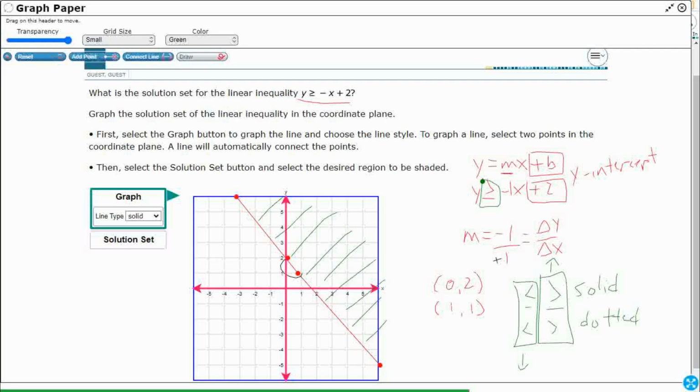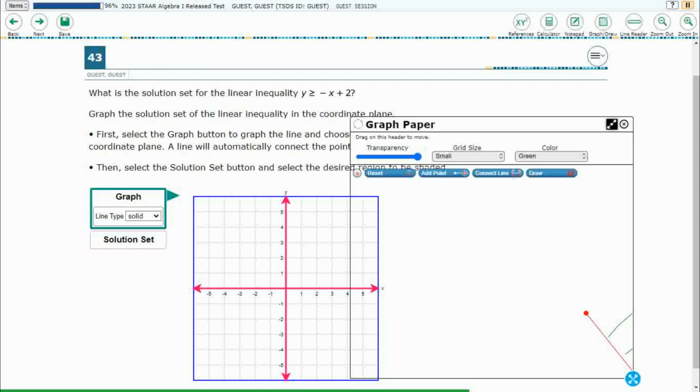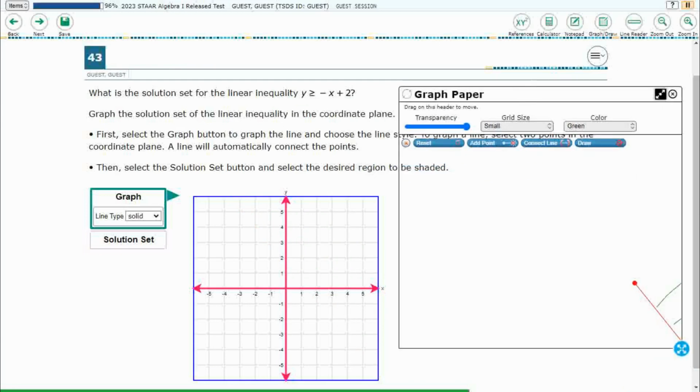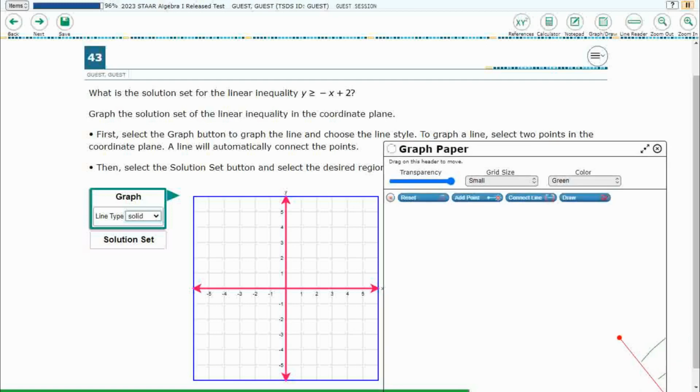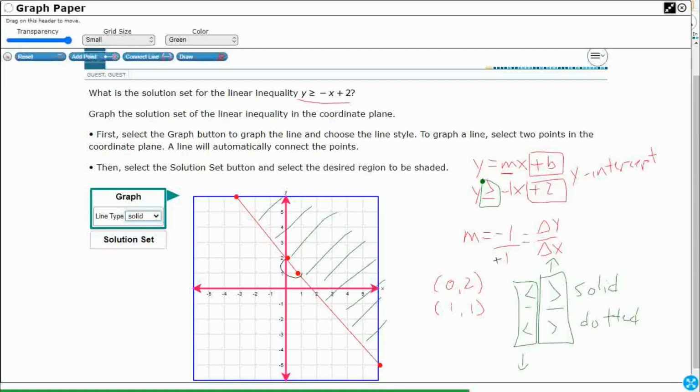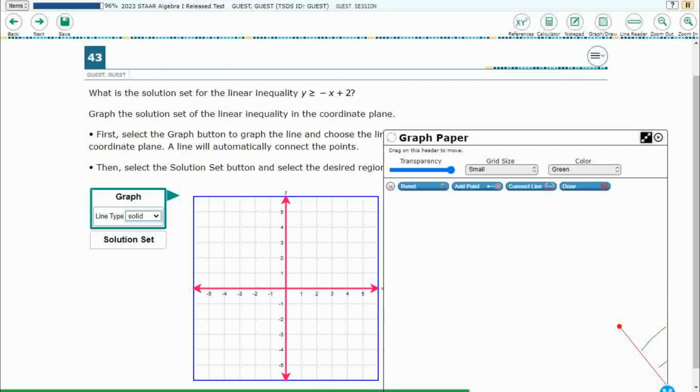Okay, so let's see if we can do that. I'm going to move that over here. So it says I need to select the line, solid or dashed. I want solid because it's greater than or equal to. To graph a line, select 2 points. Okay, so I said I wanted my 2 points to be at 0, 2 and 1, 1. So let's just click 0, 2 and 1, 1.